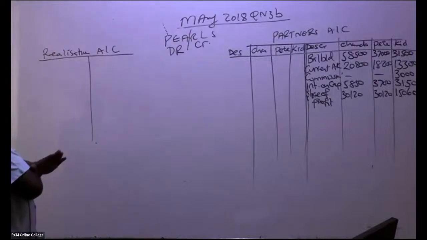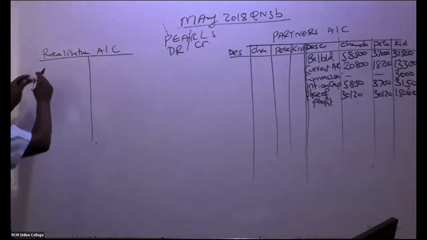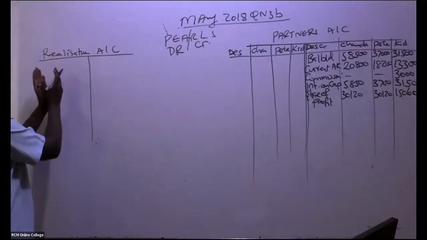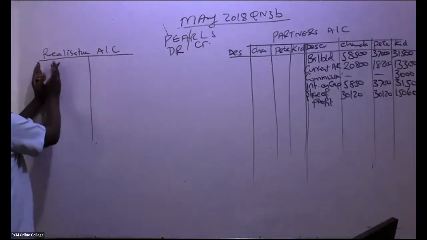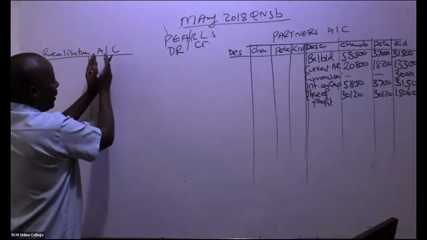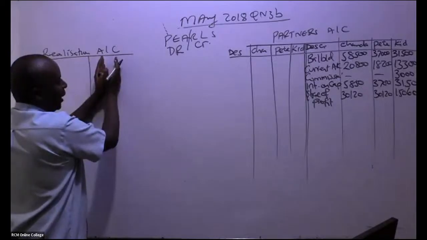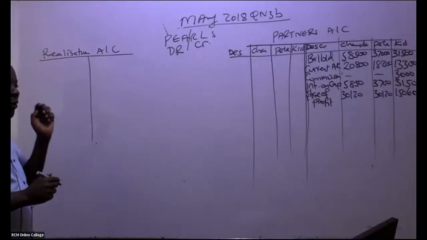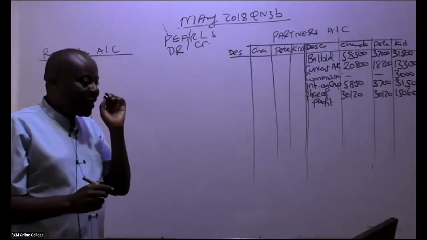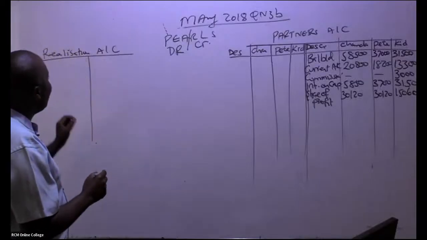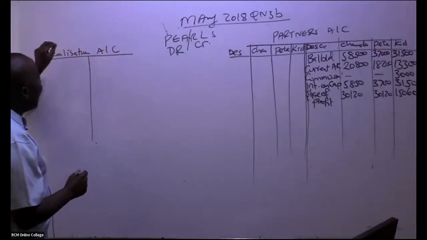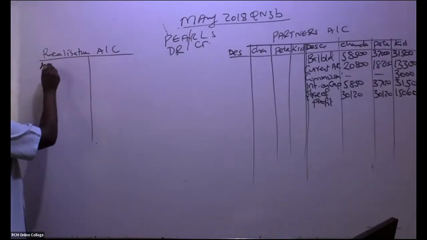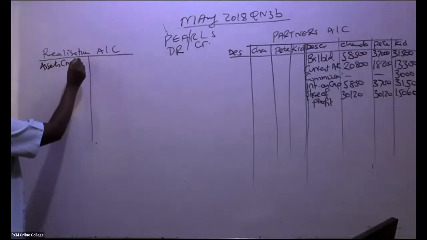So remember, this is the debit side. So you're going to debit all the assets, in this case here, that were taken up by the business here. And then liabilities to be credited. And then purchase consideration will also come here. So we are going to go through our trial balance, one item at a time. What you're supposed to know is that whenever you bring your assets to realization account, they shall always be at net book value. Always.